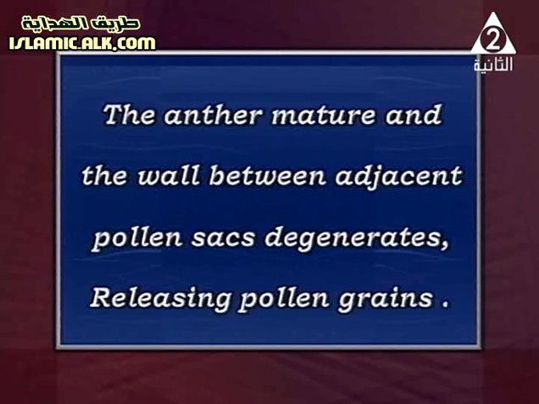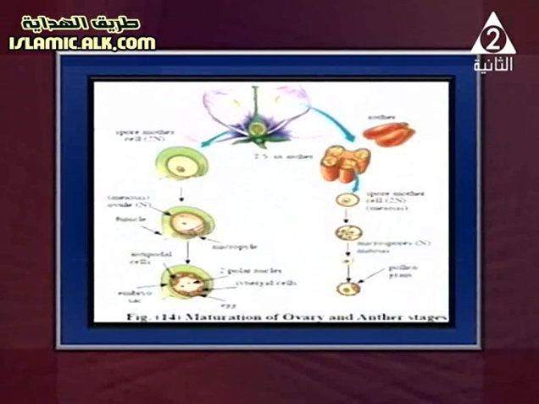The anther then matures, and the walls between adjacent pollen grains, the pollen chambers, degenerate. They are disintegrated, releasing a large amount of those grains called pollen grains. This is the process of maturation of the ovary and anther at the same time.